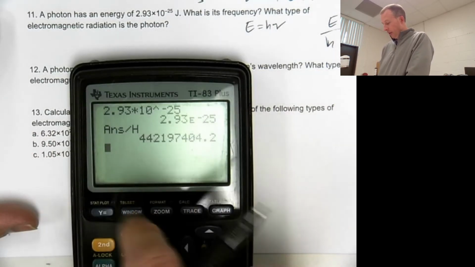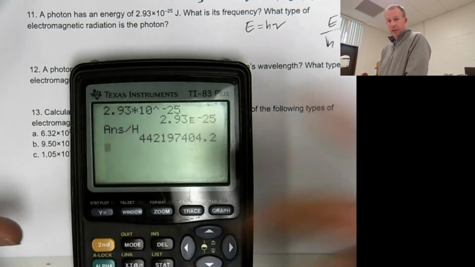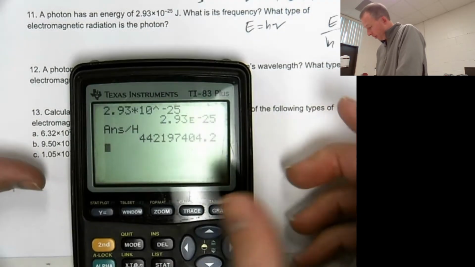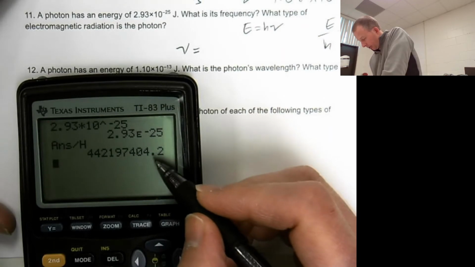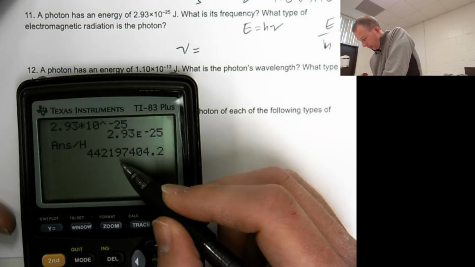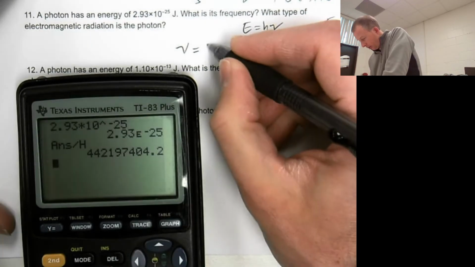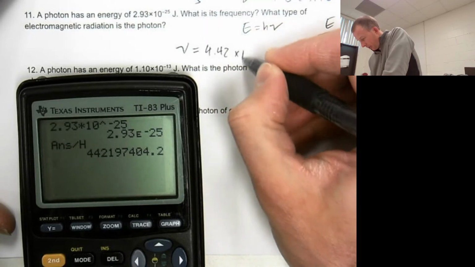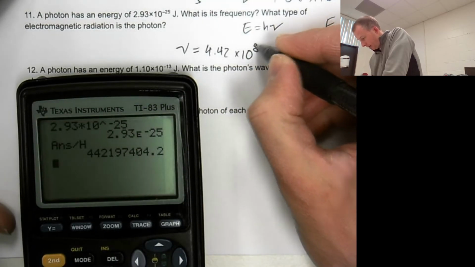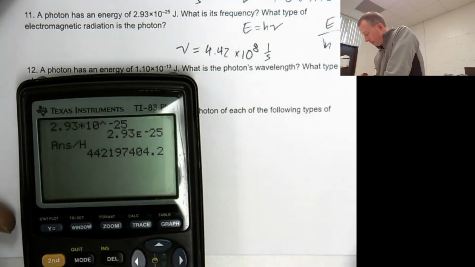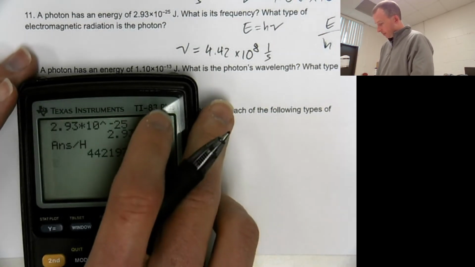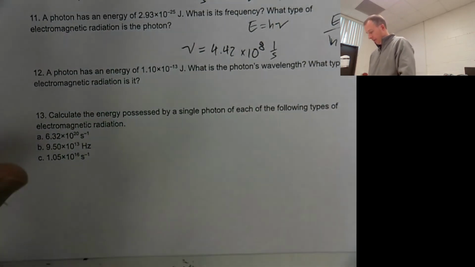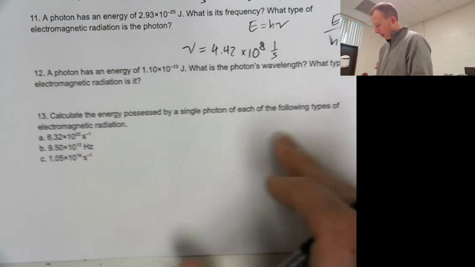So I did it in the calculator here. So you can see I have H programmed in. You should program it in yourself again. And you're going to find that your frequency is this number. I'm not going to write that out. 1, 2, 3, 4, 5, 6, 7, 8. So 4.42 times 10 to the 8th, 1 over S. Remember, that's our units hertz. So that's our frequency. You can go identify what it is based on the chart on the other side.